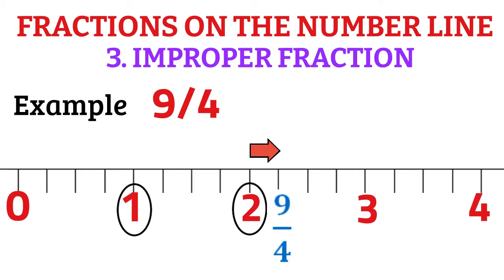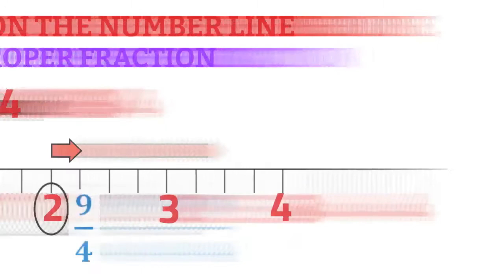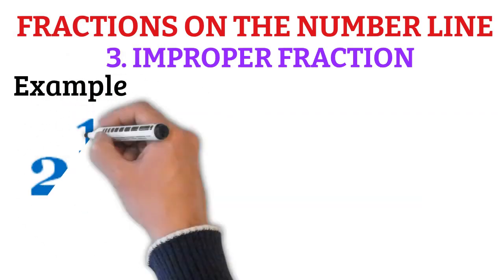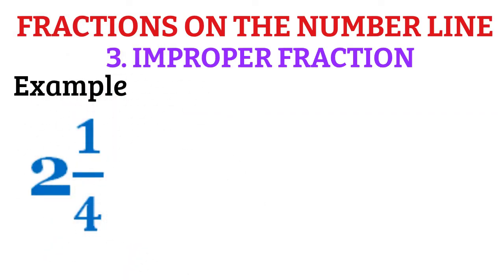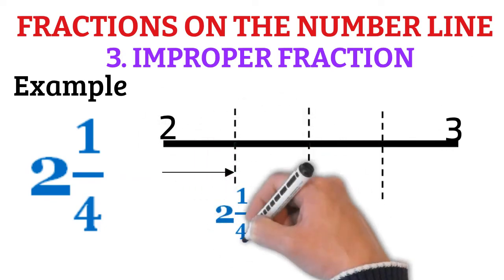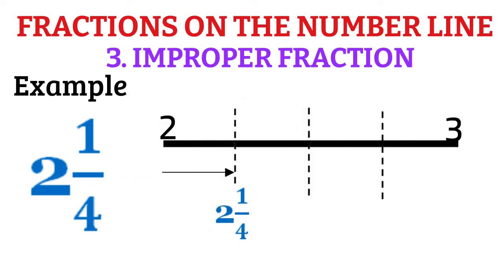Alternatively, we can first convert the improper fraction into mixed fraction, and show it on the number line following the method used for plotting a mixed fraction on the number line. To plot 9 by 4, first we can convert it to mixed fraction, that is 2 whole 1 by 4 more, and plot it on the number line as mentioned earlier.